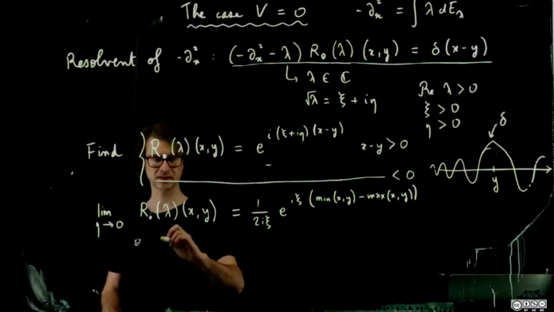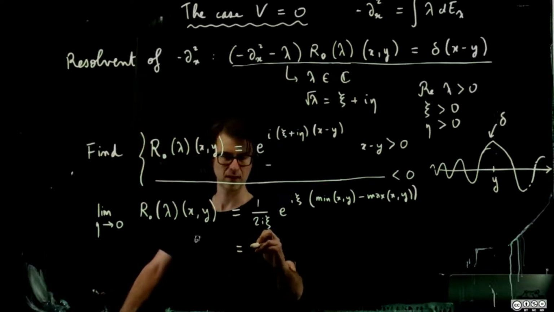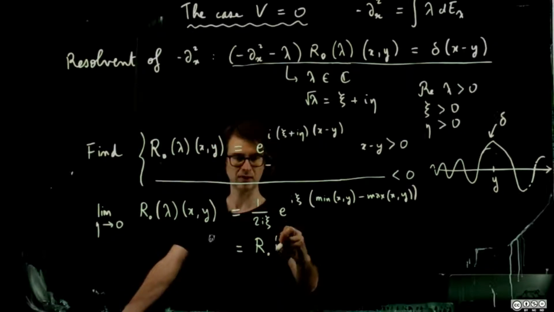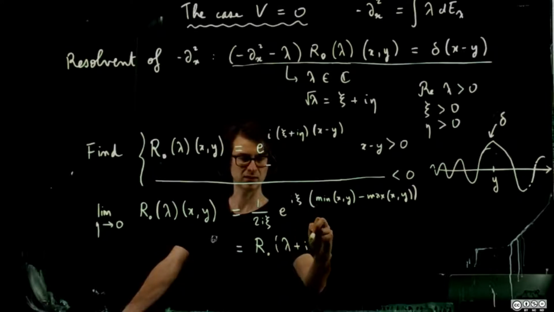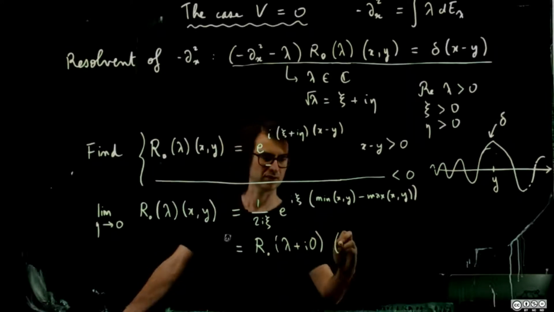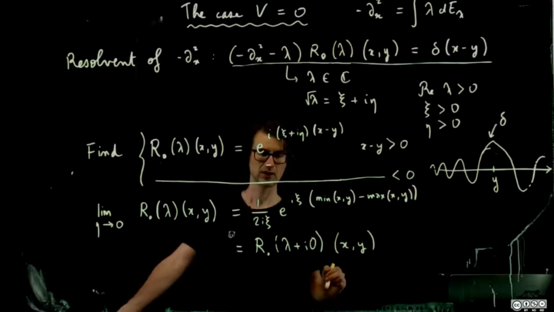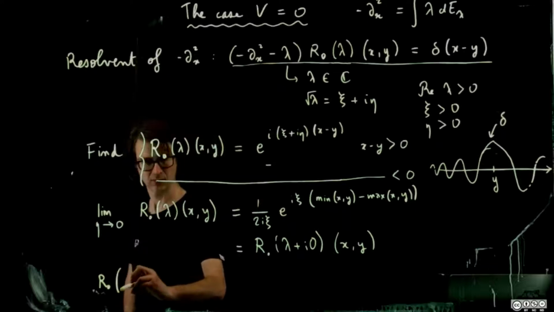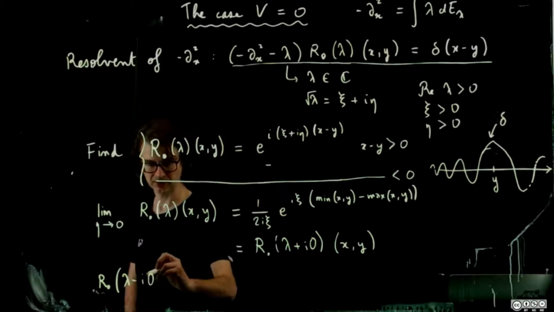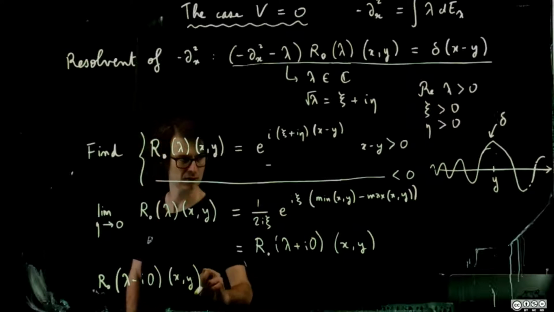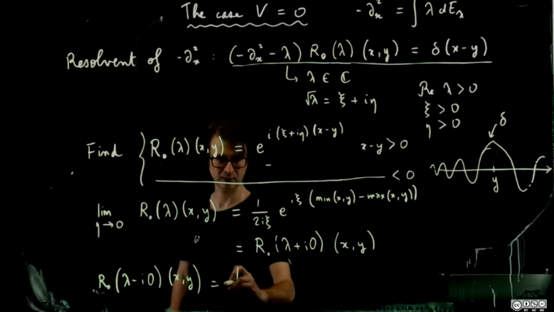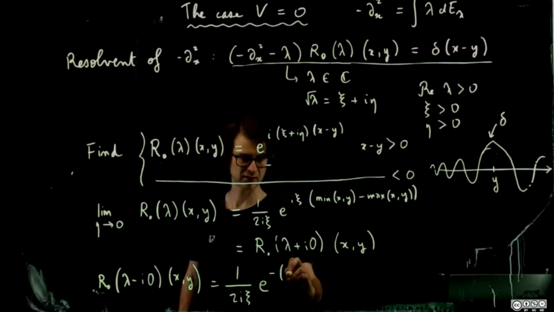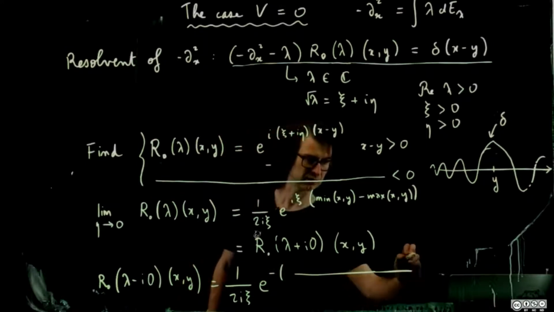And so this thing is R0 of lambda plus I naught of xy. And obviously you have a similar computation for R0 of lambda minus I naught of xy, which gives the same thing, 1 over 2 ixc, except you flip the sign in the exponent.